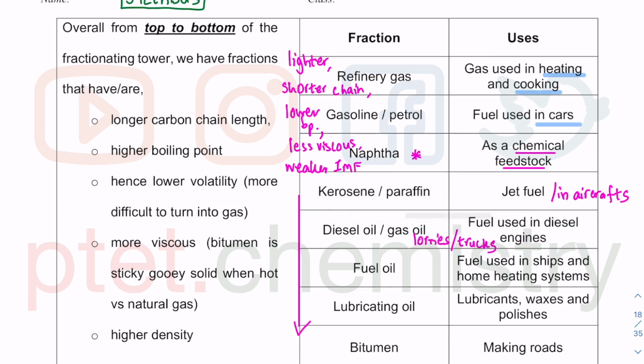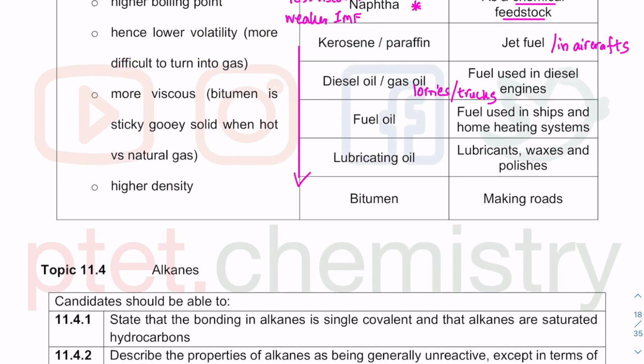What else can I mention here? Fuel oil. Fuel oil is used in ships and home heating systems. Lubricating oil is mainly for lubricants, waxes, and also polishes. And bitumen, last but not least, is used for making roads. So there are a couple of things that were not included in the previous diagram. Naphtha was one of them. It sits in between petrol and kerosene. And we also have fuel oil and lubricating oil in between diesel and bitumen. So just something for you to keep note of as per the syllabus.